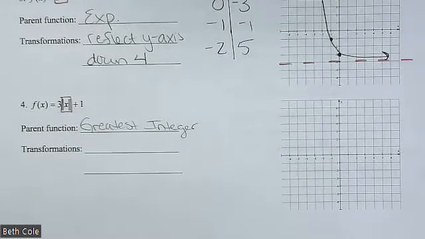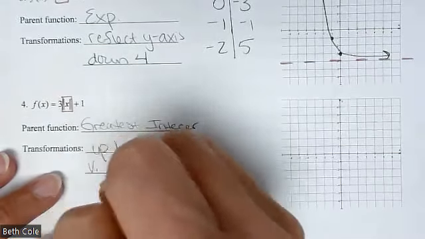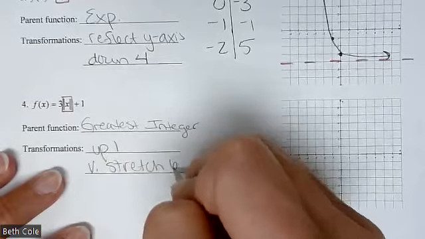What happened to this one? There's 2 things because I left you 2 lines. Perfect. Up 1. Good. It's vertical because it's where? On the outside. Beautiful.